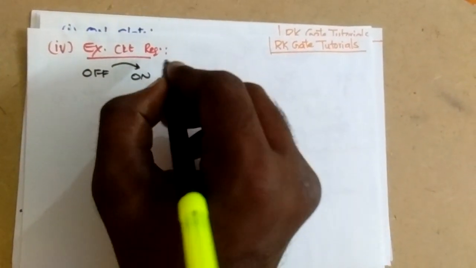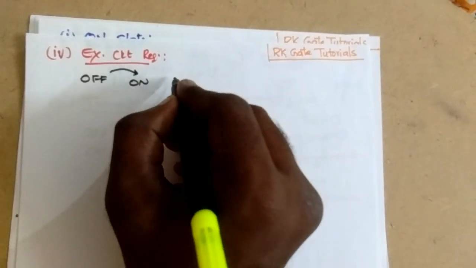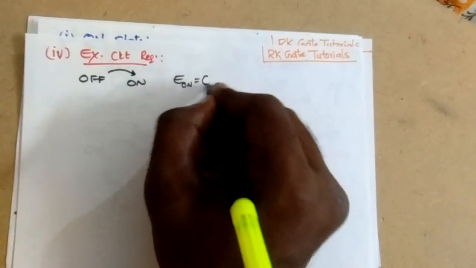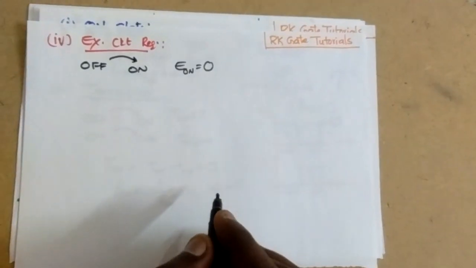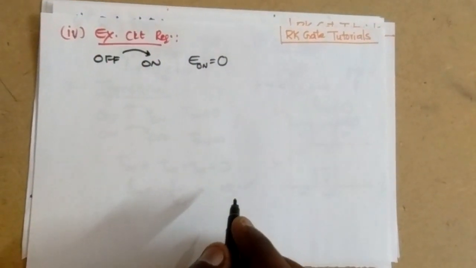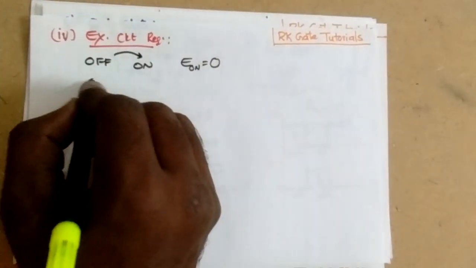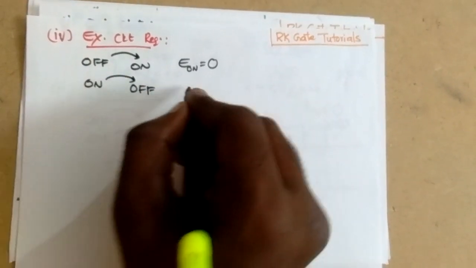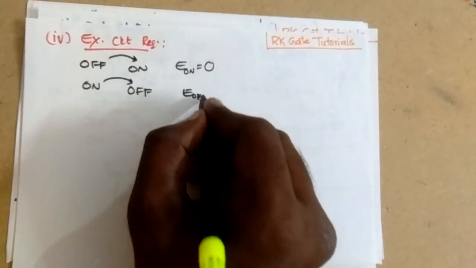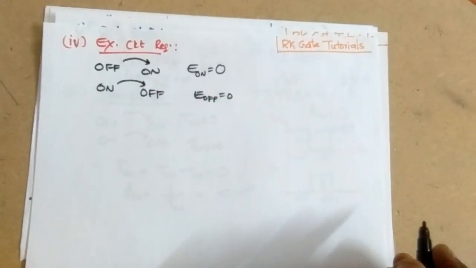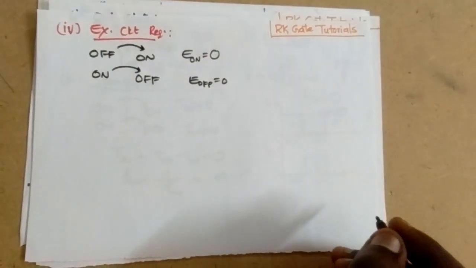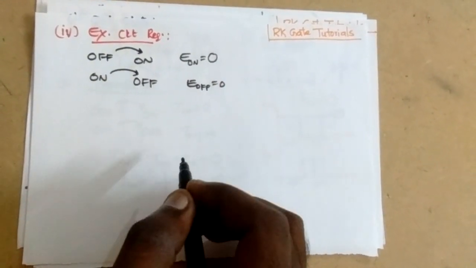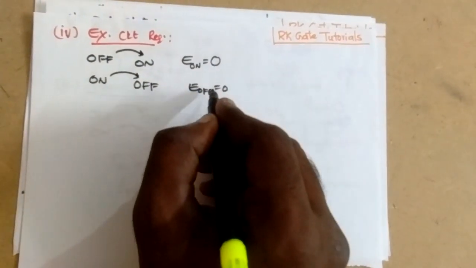That means the energy lost during the on position will become 0. There is no energy spent during this off state to on state, and as well as from on state to off state, the energy loss will be 0. Since we are talking about the ideal switch, there will not be any energy loss during turn on time and turn off time. So E on is equal to E off is equal to 0.